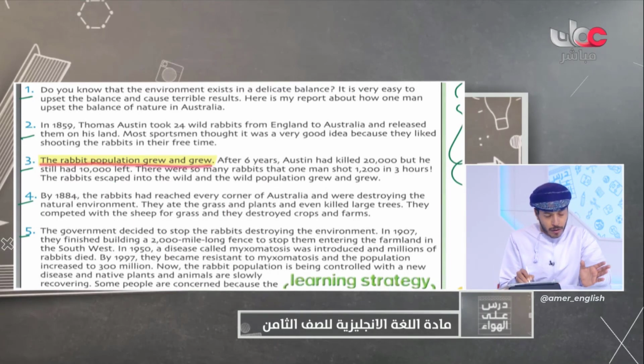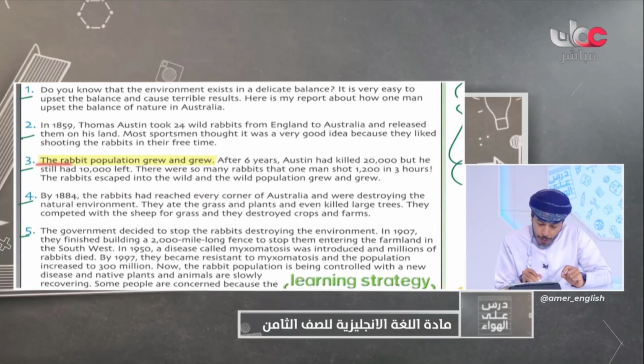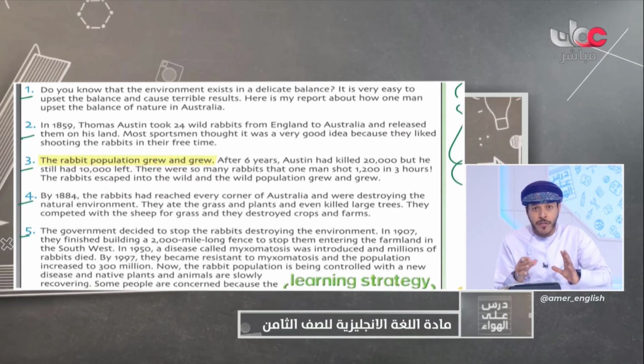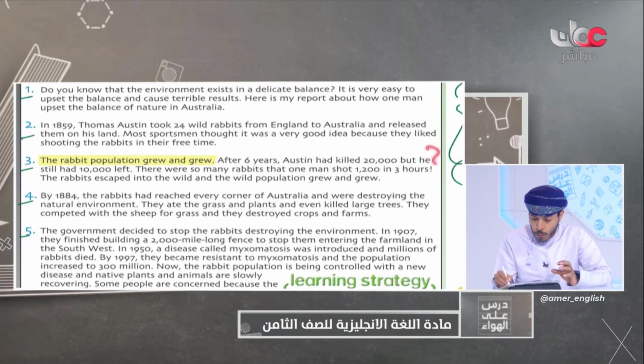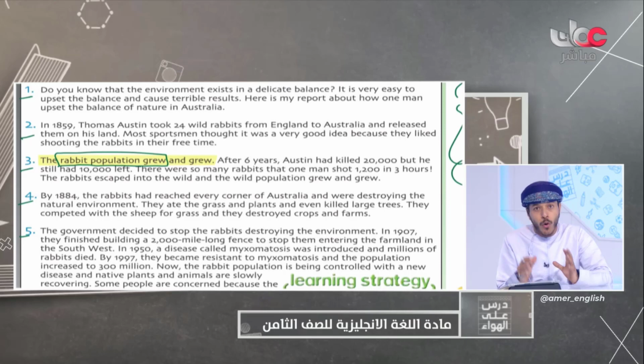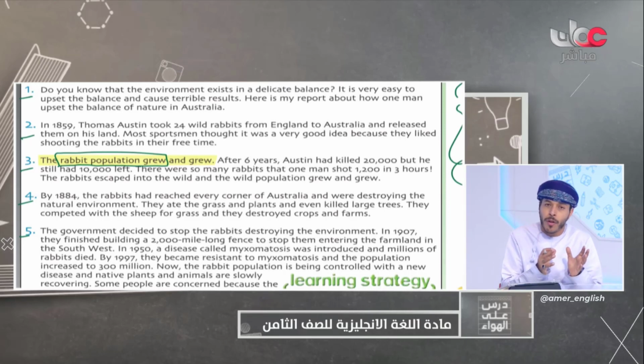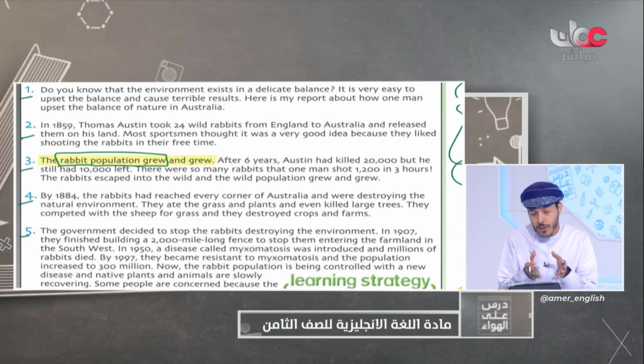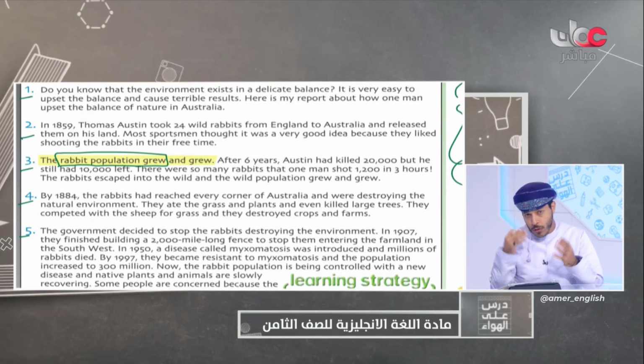Paragraph number 3. The rabbit population grow and grow. So this sentence might look very simple, but in fact it tells us the main idea of this paragraph. It tells us about the content of this paragraph, محتوى هذه الفقرة. Okay? So we can get the idea of this paragraph by saying it talks about what? Rabbit population growth. The number of population of these rabbits has grown. Okay? So this is the idea.